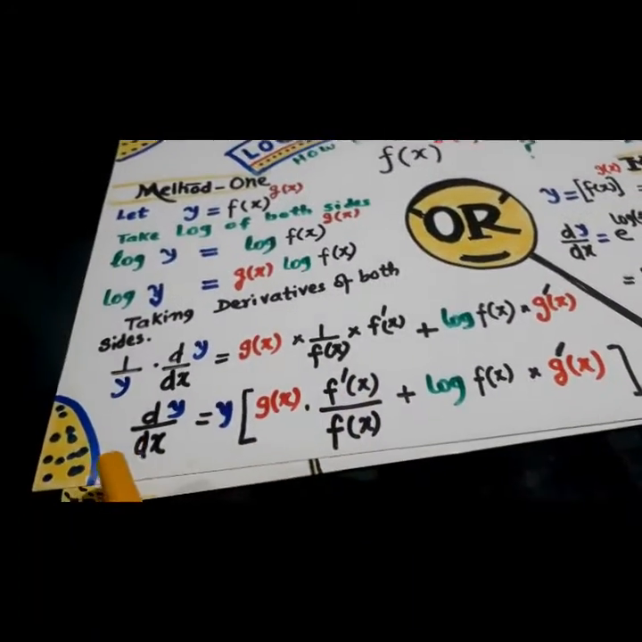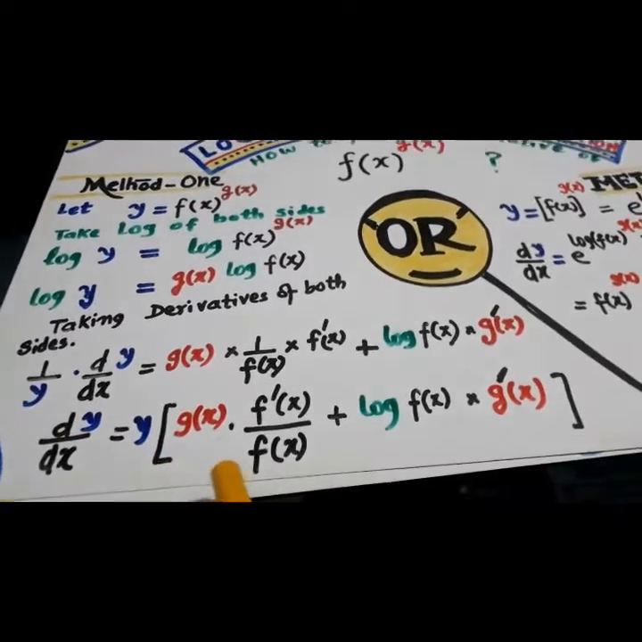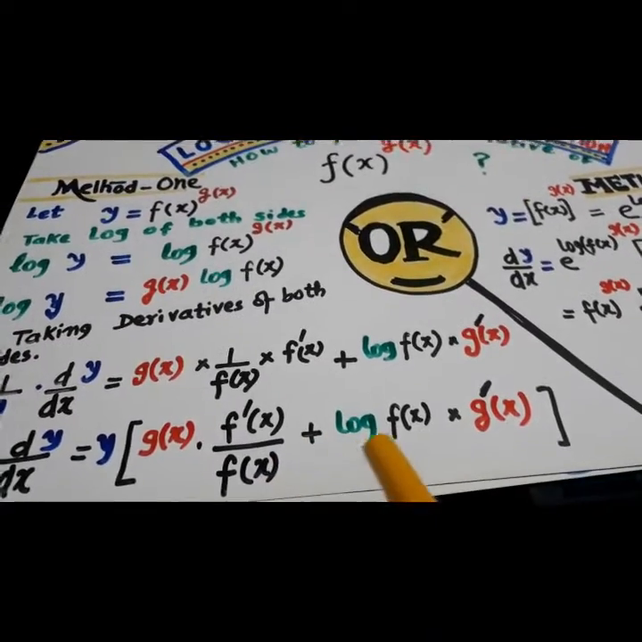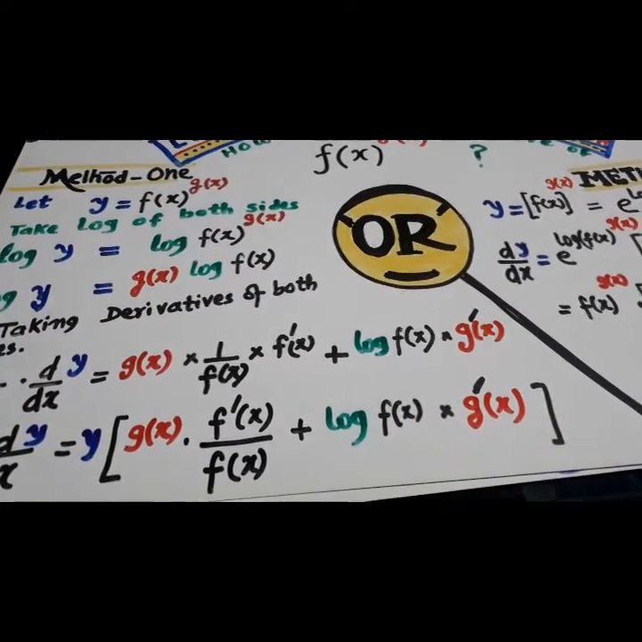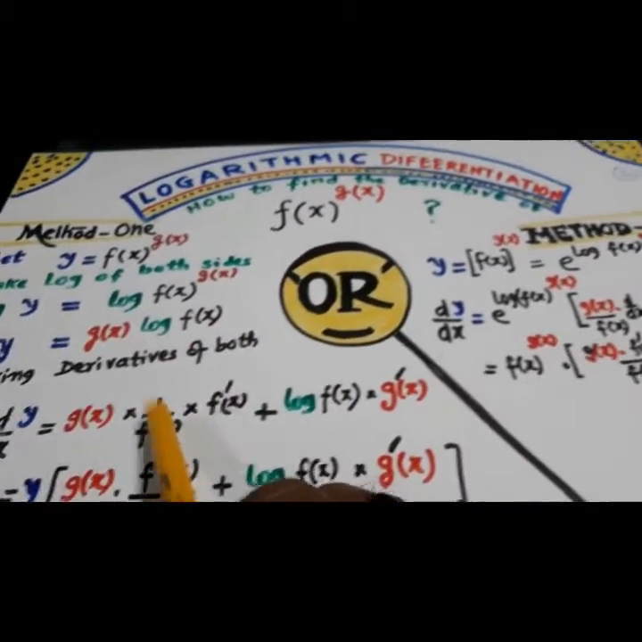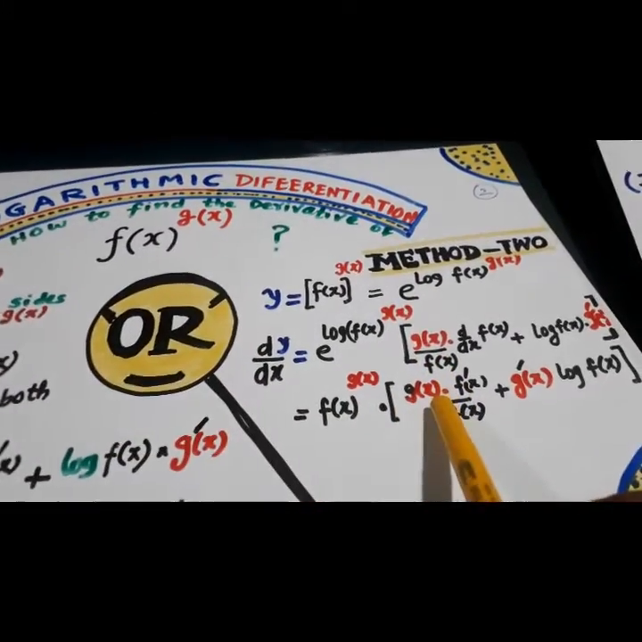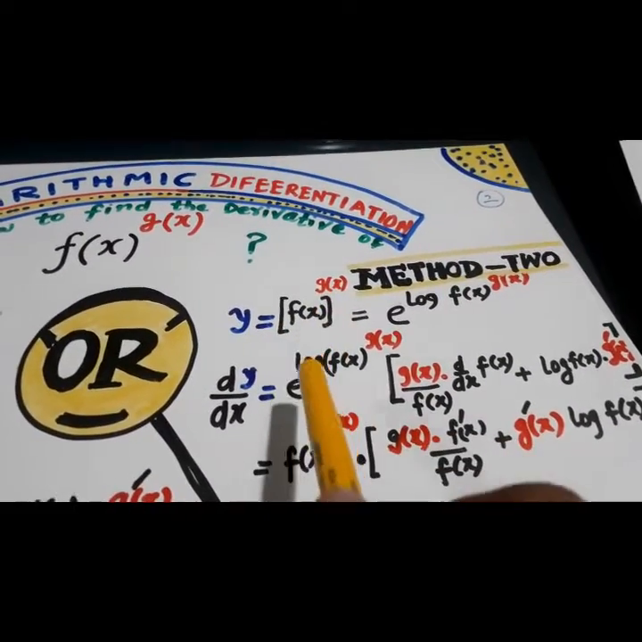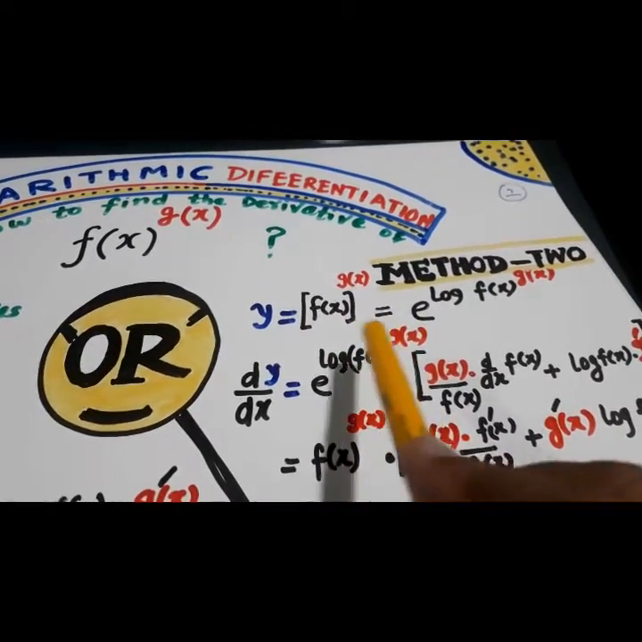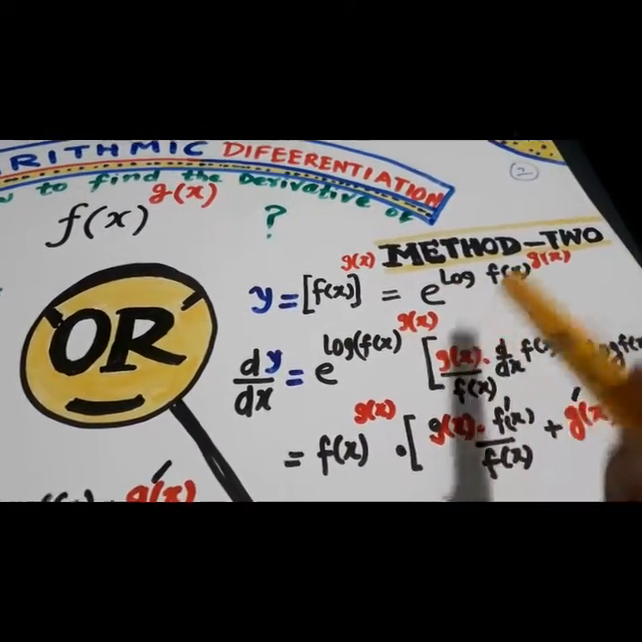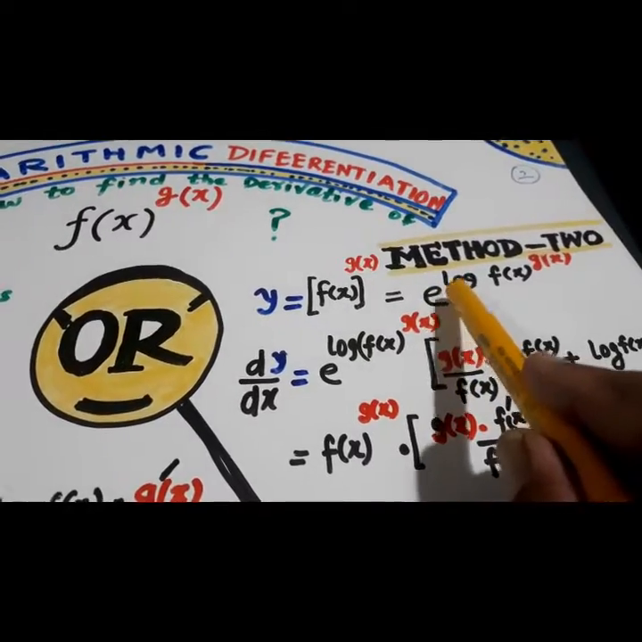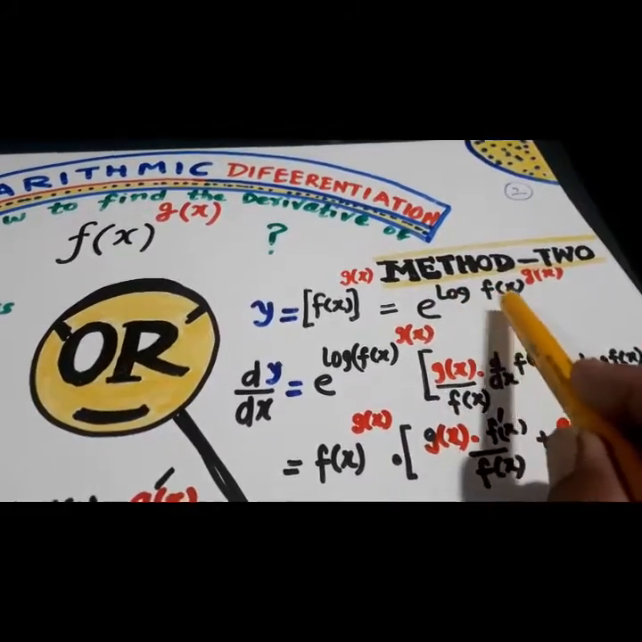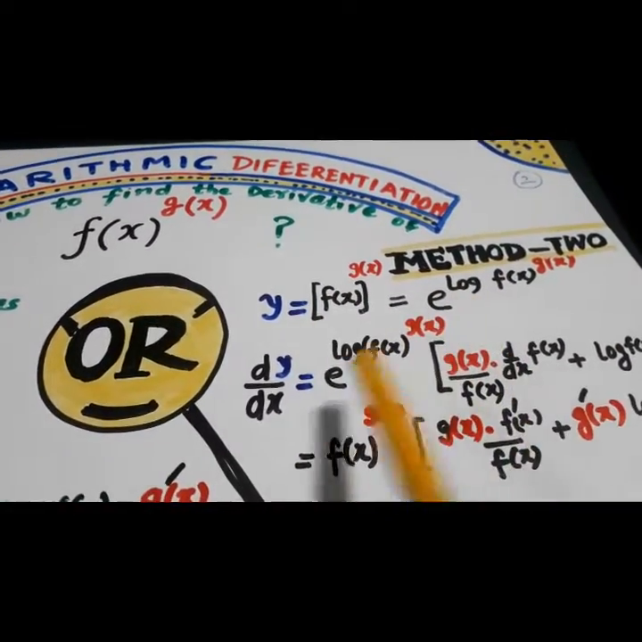So on solving, the y will come to this side. It will become y times [g(x) f dash x over f(x) plus log f(x) into g dash x]. You can use this or you can use this. Look here, the second method: y equal to f(x) raised to power g(x). This can be written as e raised to power log of f(x) raised to power g(x). e and log are opposites of each other, they will cancel, and again we will get this. So we can write it like this.